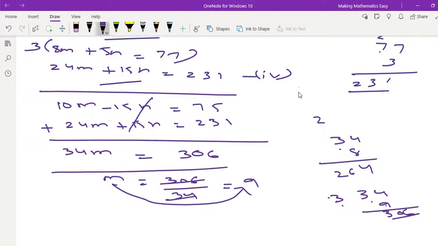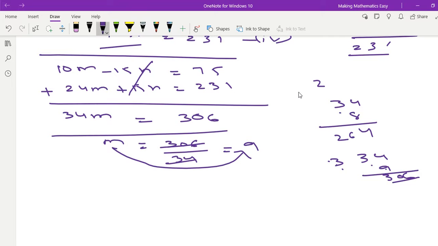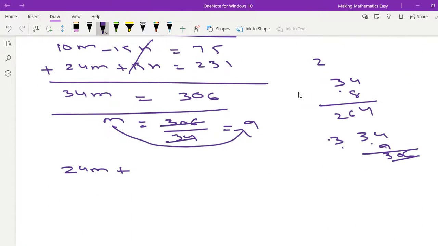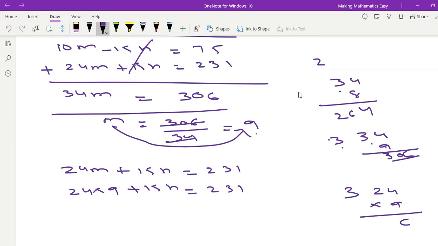Okay? So now let's find out the value of n first. We can use equation number 4, or we can use any equation, 1, 2, 3, 4. So I'm using equation number 4, which is this one. So this will be 24 into 9, m into 9, okay, plus 15n is equal to 231. So 24 into 9, 9 fours are 36, 9 twos are 18, 19, 20, 21. Okay, so this will be 216.